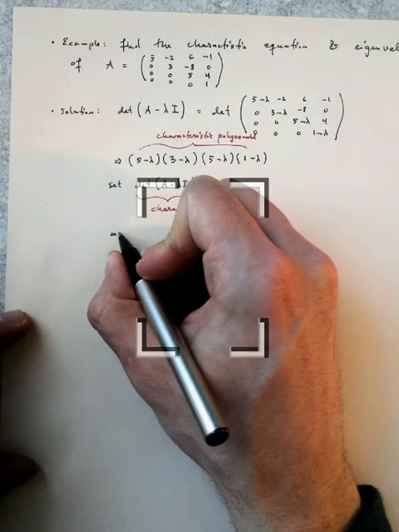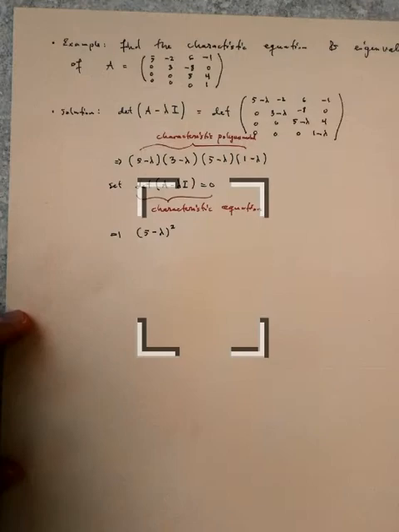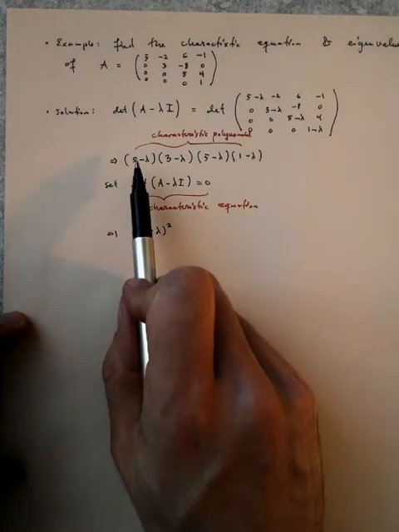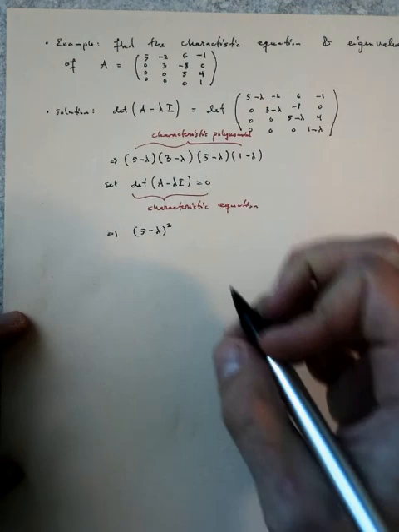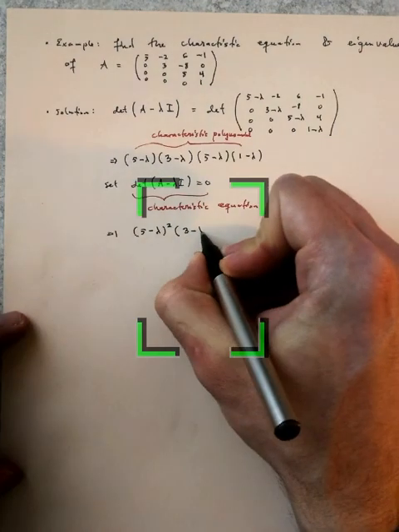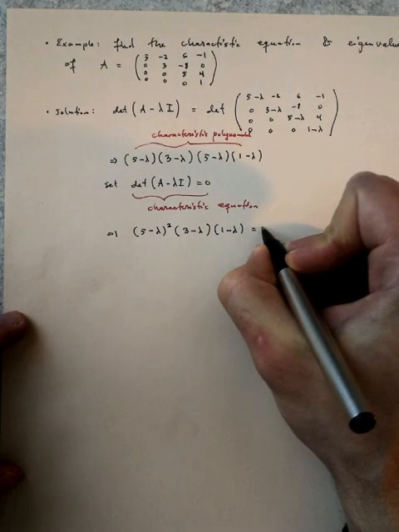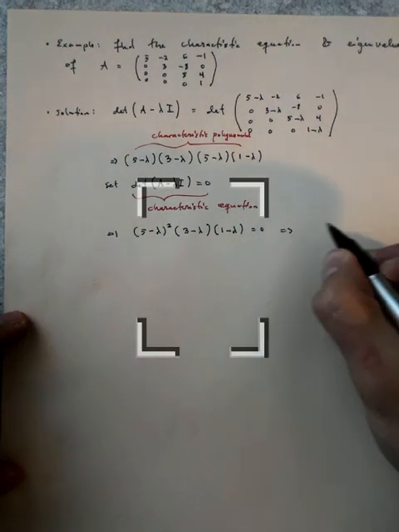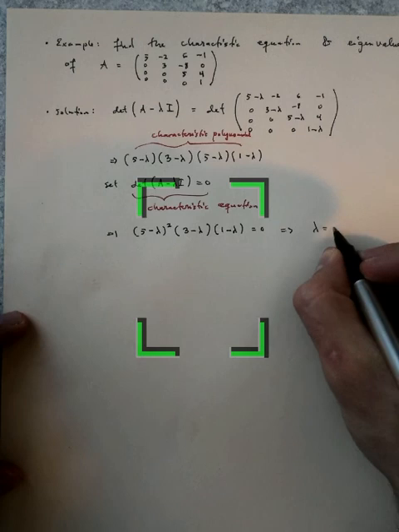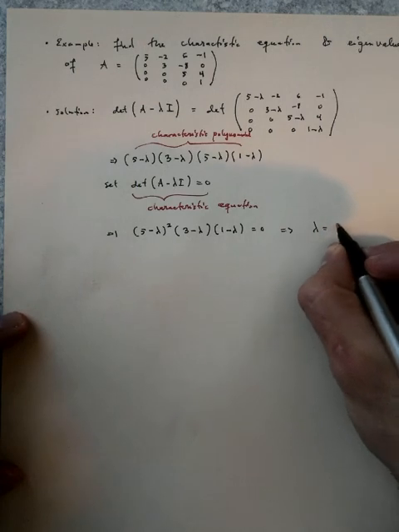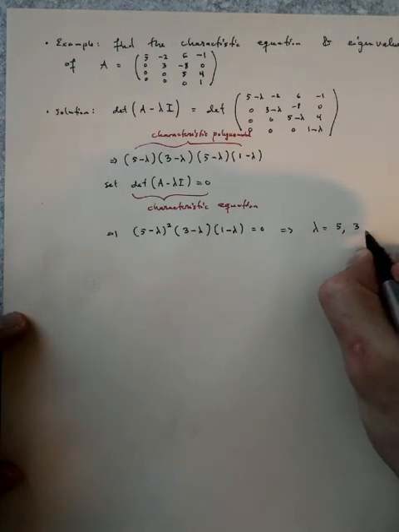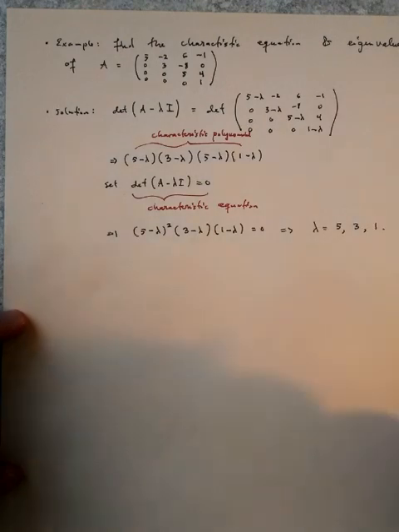Okay, you see that we don't have to factor because the polynomial is already factored. So if I'm setting this equal to 0, I have 5 minus lambda squared, because I have two factors of 5 minus lambda, and then 3 minus lambda and 1 minus lambda equals 0. So I get that lambda has to equal 5, 3, and 1.